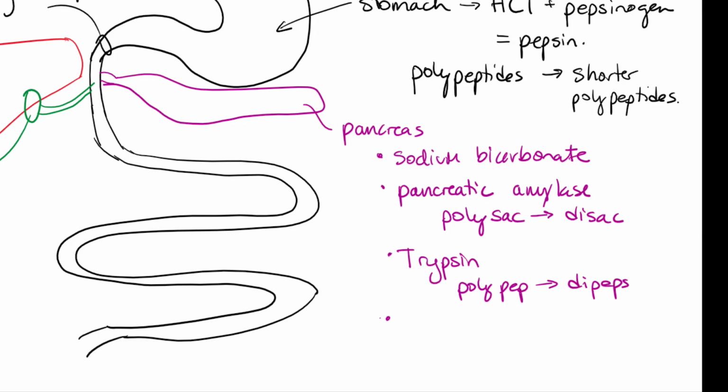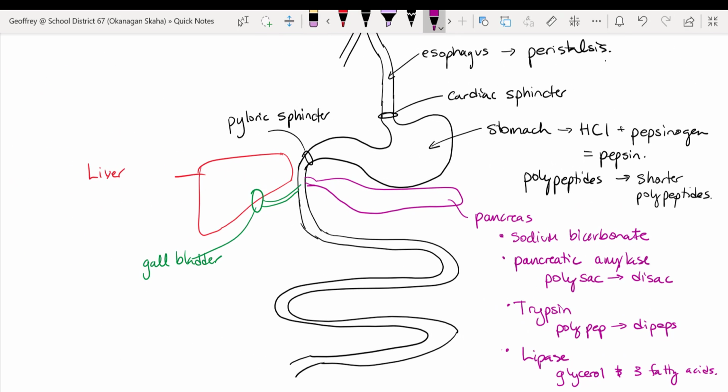And then another enzyme is lipase. Now remember, lipids are fats. And what they do is, remember that lipids are made up of triglycerides, so glycerol and 3 fatty acids. And so they break them down into their components. They break it down into glycerol and 3 fatty acids. All right.